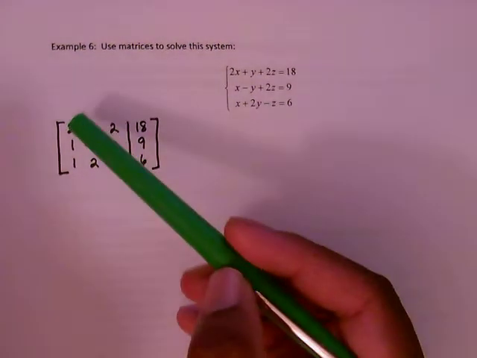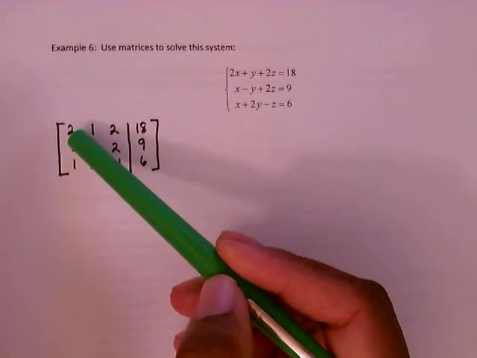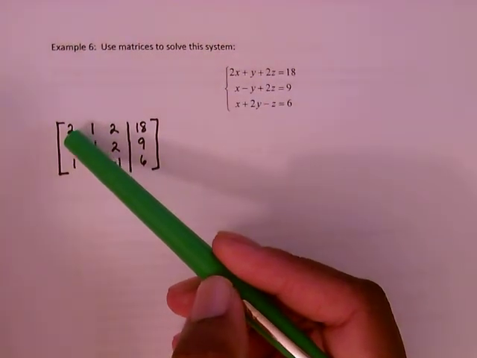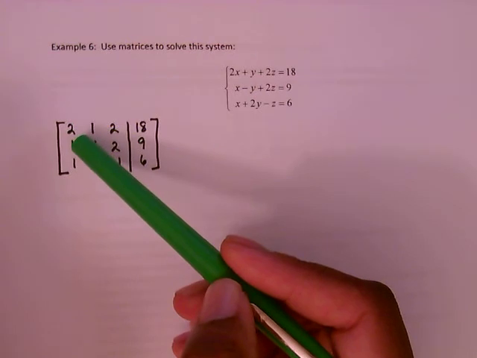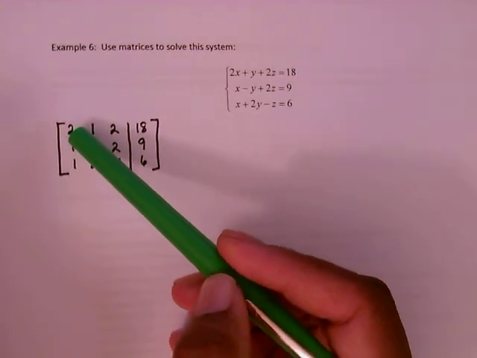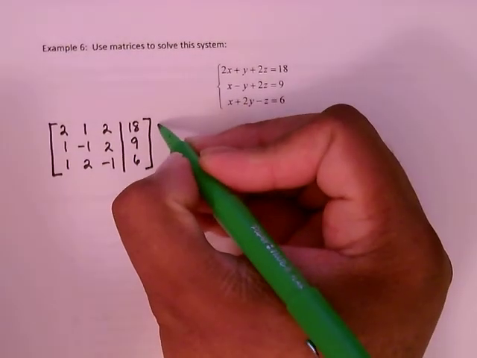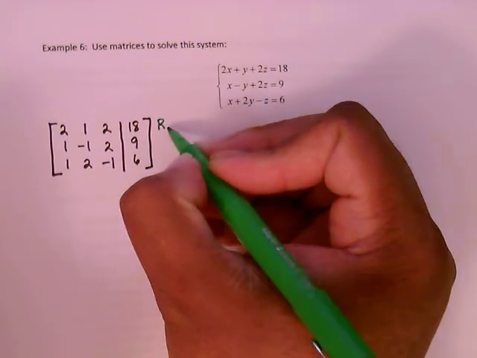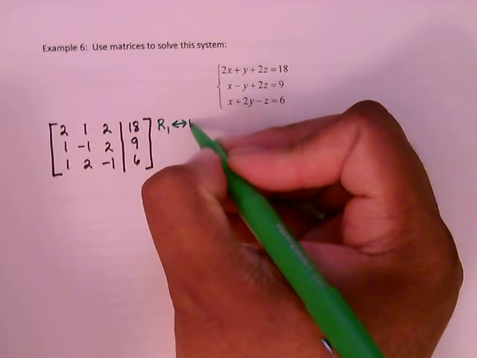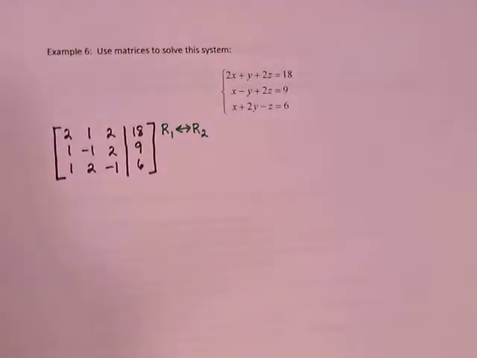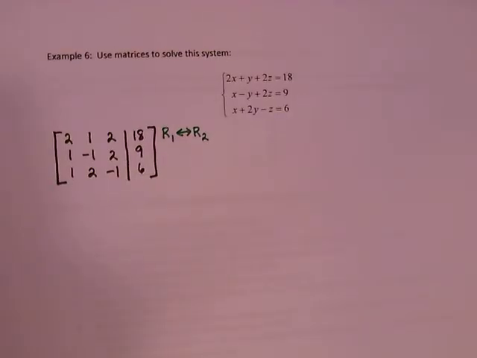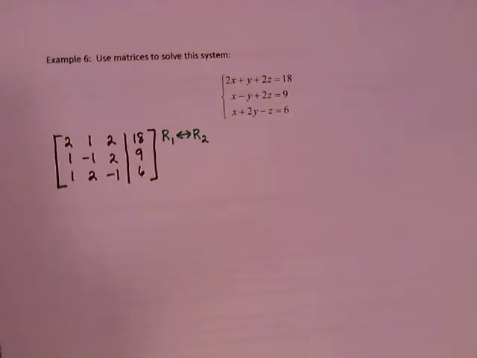So like in this, to start off, I want a 1 in the upper left-hand corner. So I need a 1 up here. I got 1s underneath it. So what I'm going to do here is this. I'm going to interchange rows here. I'm going to interchange row 1 and row 2. That way I can have a 1 on top. Because that's the objective there, is to get 1s along the main diagonal here.